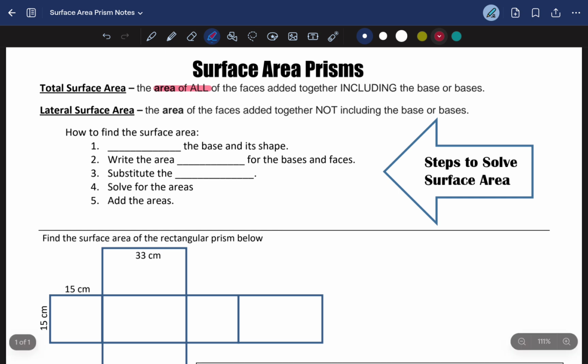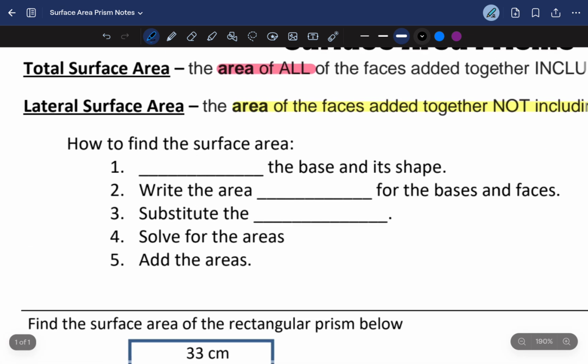And we'll talk more about that here in a little bit. Hopefully you watched the first video so that I can show you what the nets look like. And then lateral surface area is the area of all the faces added together, not including the base or bases. So let's talk about the steps to find surface area.